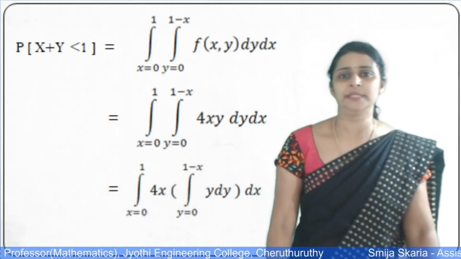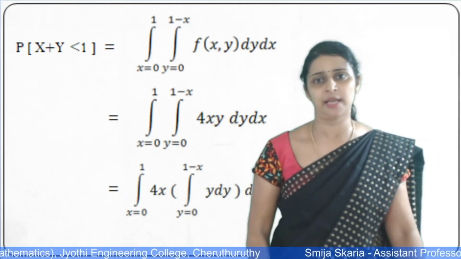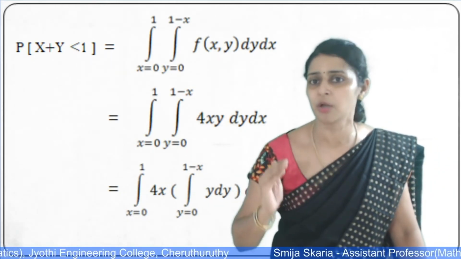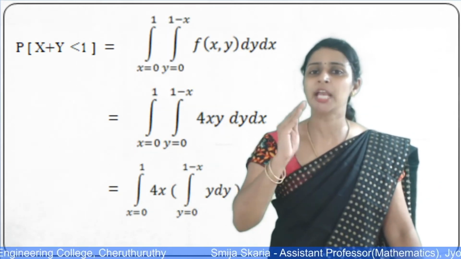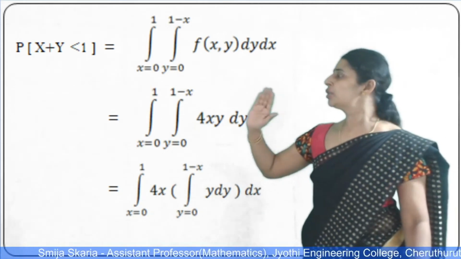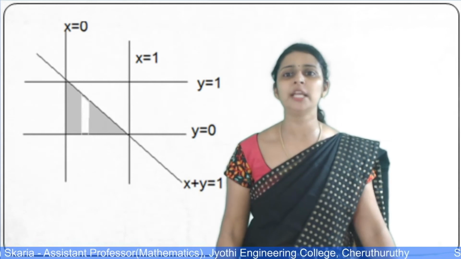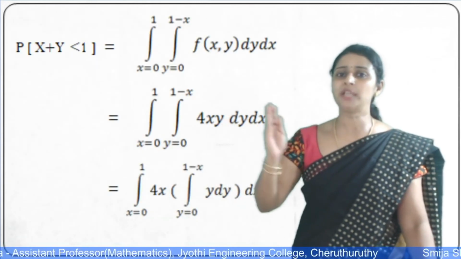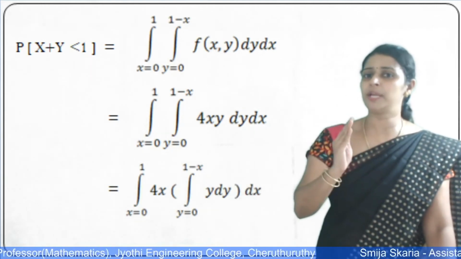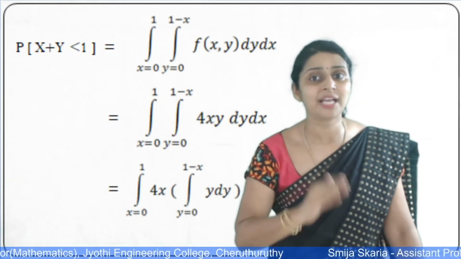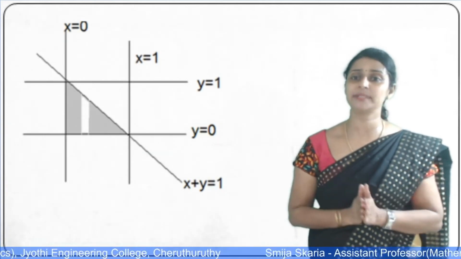Now, how will you find probability? So, probability of x plus y less than 1 means we have to take the double integral over x and over y, f of xy, dy dx or dx dy. This is the equation to find the probability. Now we have to write the limits of x and y. How will you draw the limits of x and y? Since it is a double integral, one variable should take constant limit and the second variable should take variable limit. Okay. How will you take that constant limit and variable limit?